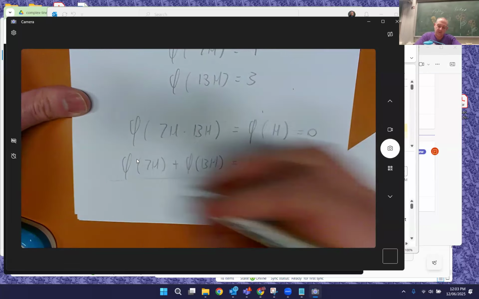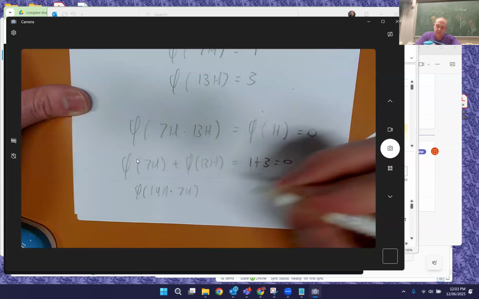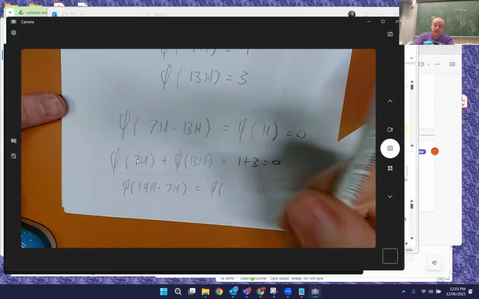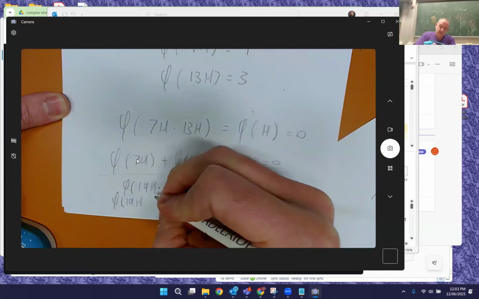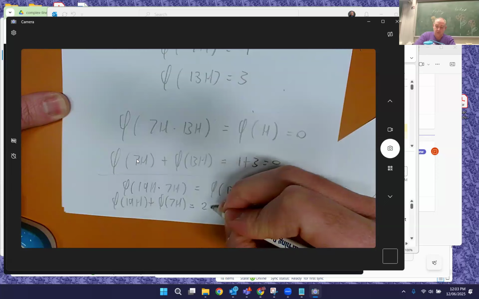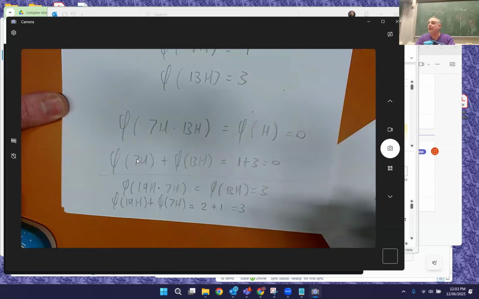What about one more test? Phi of 19H times 7H. So 19 times 7 would be 20 times 7 minus 7. So that would be 133. And that'd be 13H. And phi of 19H plus phi of 7H is 2 plus 1, which is 3. Cool. I mean, you have to check all the combinations technically.